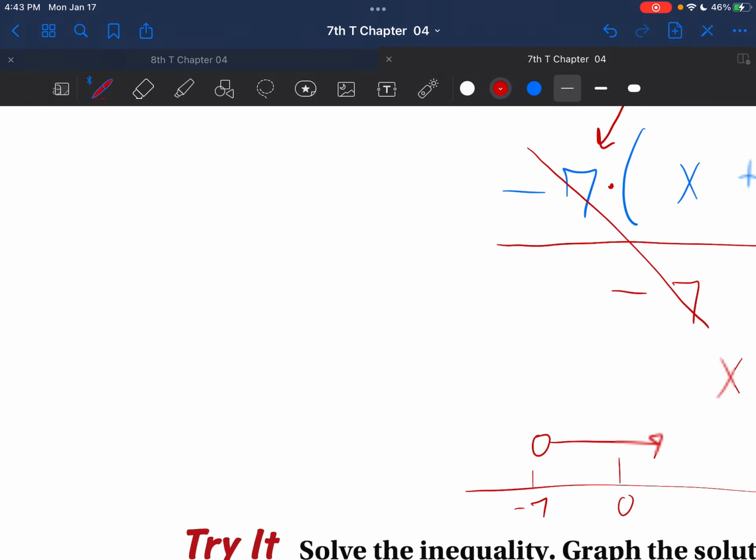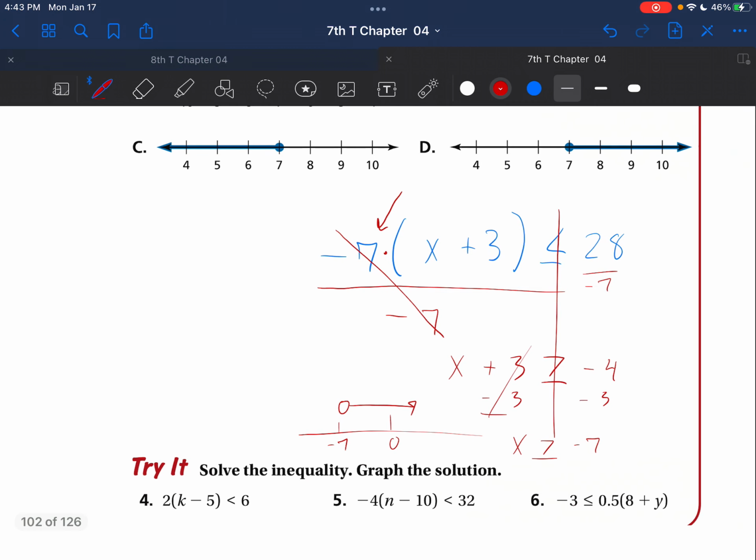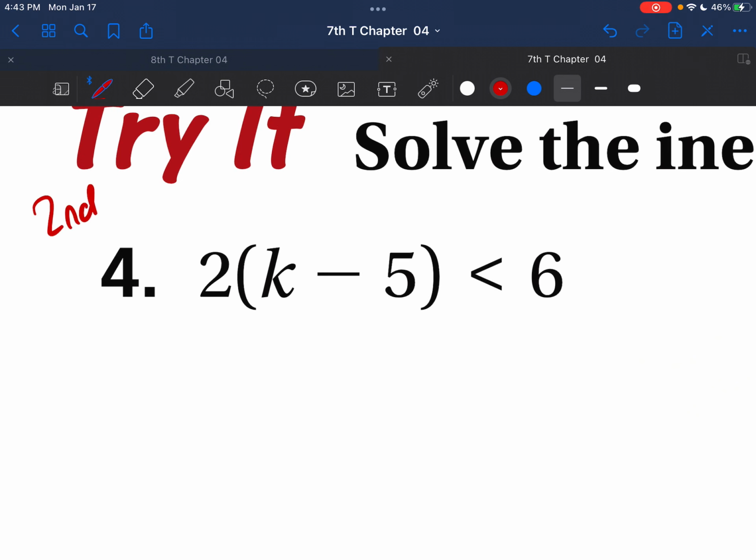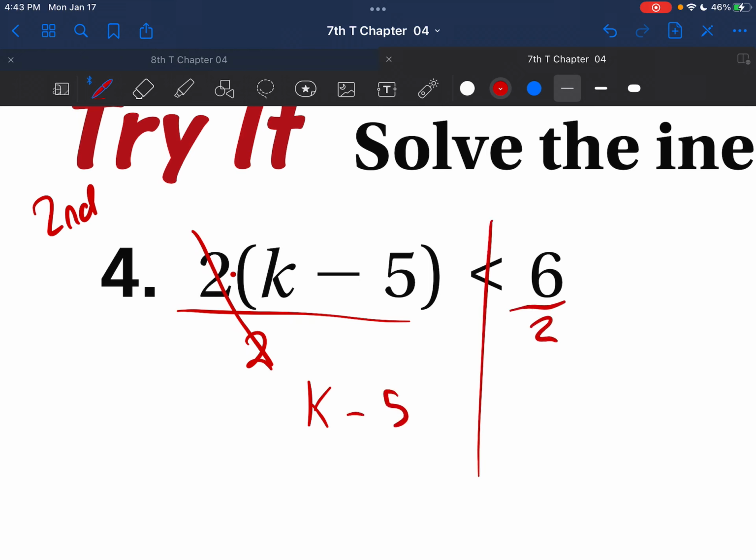So let's try this. All right, so really quick. The first one we did, I'm going to call the first way. This is called the second way. We're going to try them both today. All right, let's try this the second way. That means we're going to get rid of this first. All right, so what is the opposite of multiplying by 2? That's dividing by 2. Cross it off. K minus 5. And we're going to divide by 2.